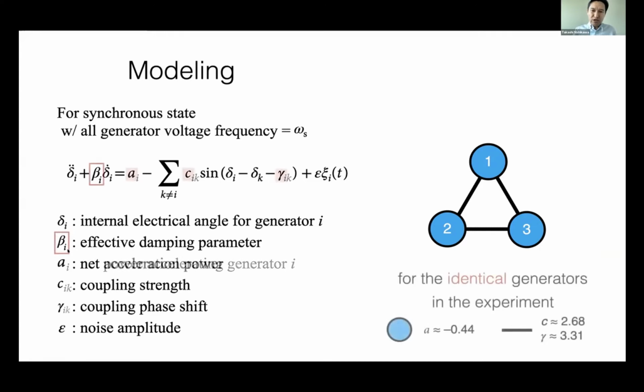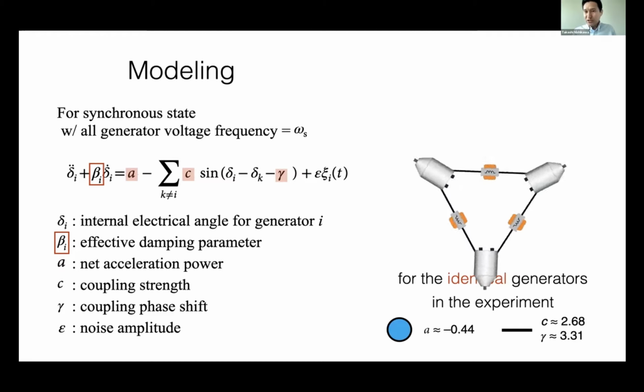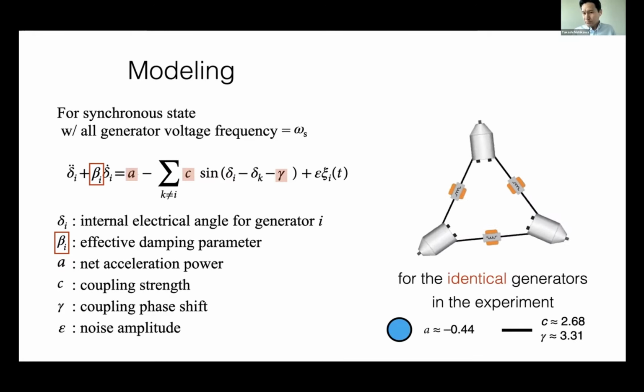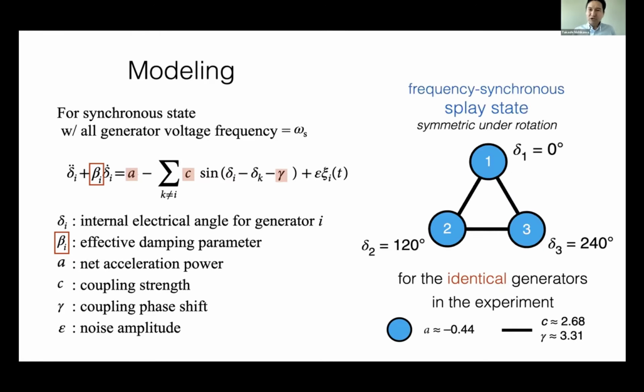In this experiment, we chose the generators to be identical, except for this friction, the damping coefficient. So the other parameters are all homogeneous, identical. That makes the system rotationally symmetric. And we focus on a synchronous state again, but in this case a splay state, because that's the convenient choice for this particular example in the experimental setting, which is also rotationally symmetric. So it has the symmetry of the system.